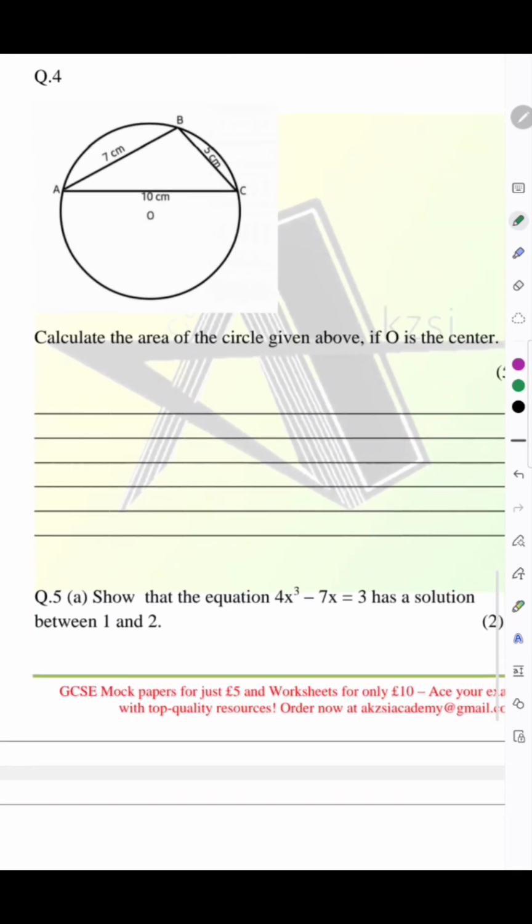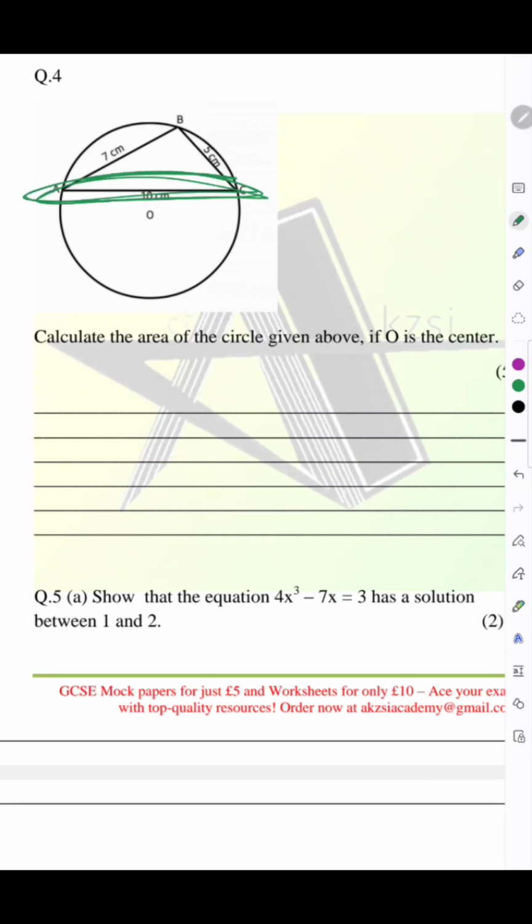Moving on to question number 4. Calculate the area of the circle given above. If A is the center, do understand this, that this AC given is not a diameter, because O is the center, which is quite down below, and a diameter is a chord that passes through the center, so it's not. There are 3 sides given, no angle, and in circles it's mostly about the angles. So let me try, because we're just stuck, but at least we know what we are supposed to find: it's the radius.